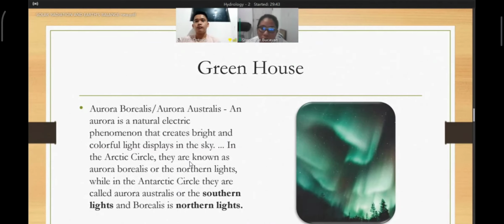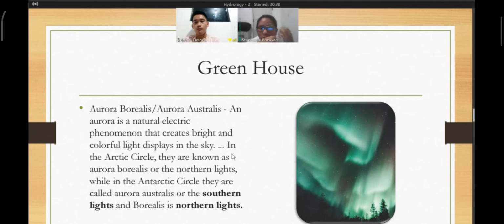Next, we have the Aurora Borealis and Aurora Australis, also called the Northern Lights and Southern Lights. An aurora is a natural electric phenomenon that creates a bright and colorful light display in the sky. In the Arctic Circle, they are known as Aurora Borealis or the Northern Lights, while in the Antarctic Circle, they are called Aurora Australis, or the Southern Lights. The aurora is the only visible manifestation of space weather.